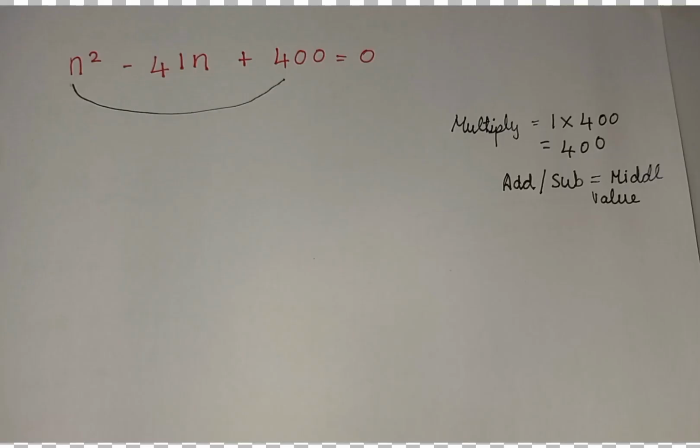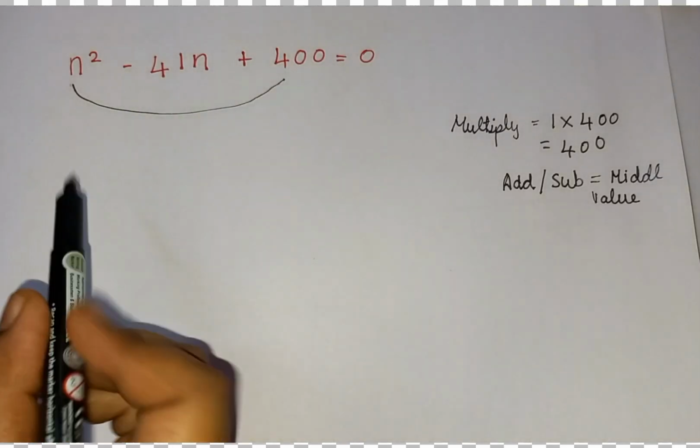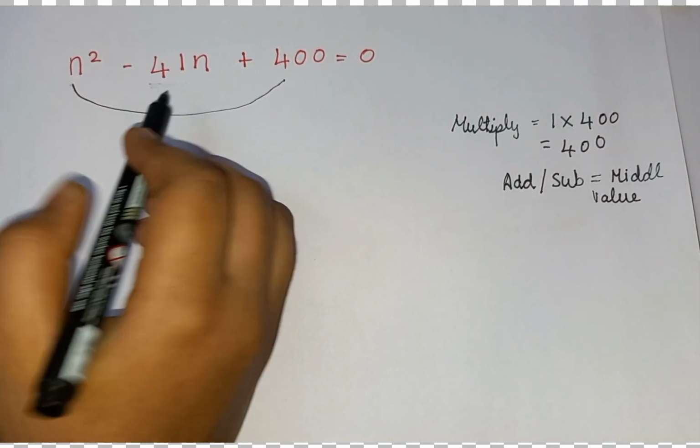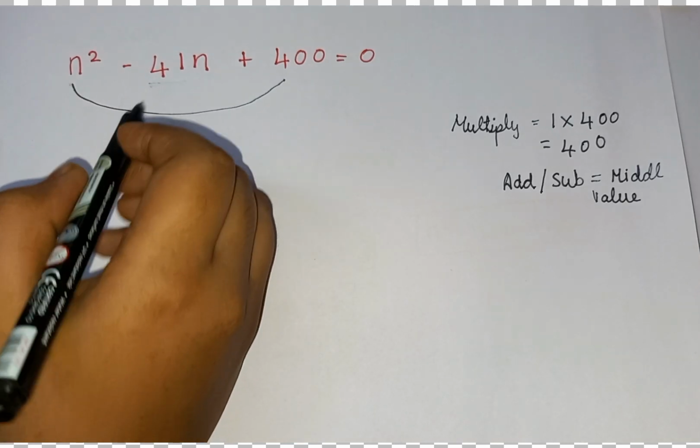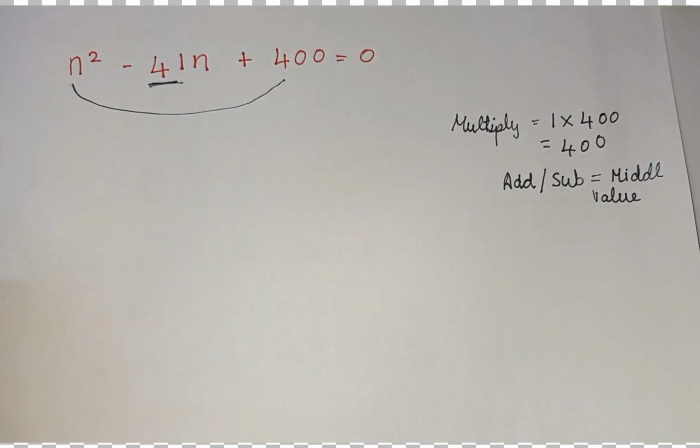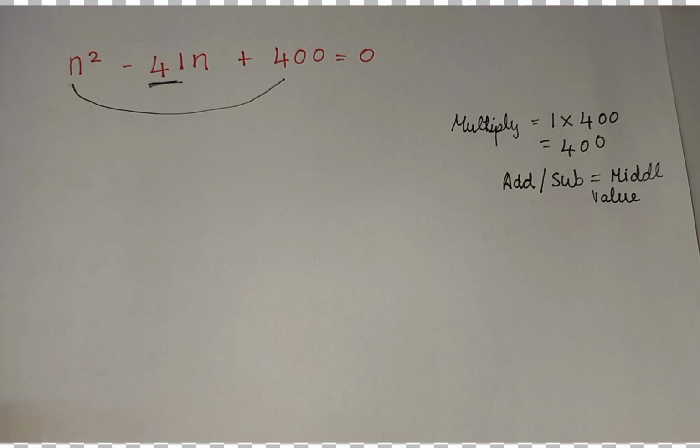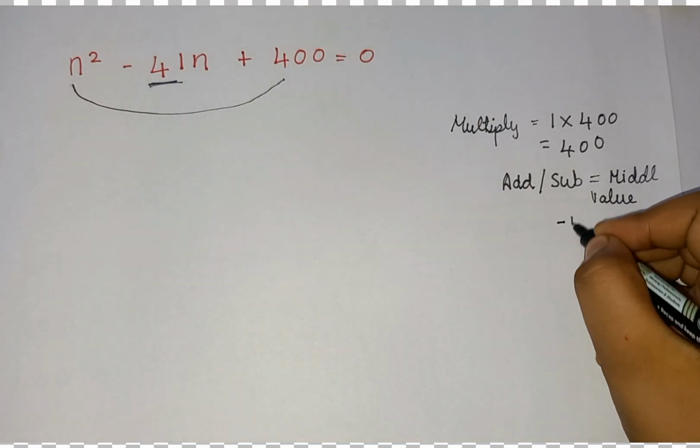Okay, so what is the middle value here? The middle value is minus 41. We are supposed to focus only on the numbers now. Even the signs are important. So here it is minus 41.